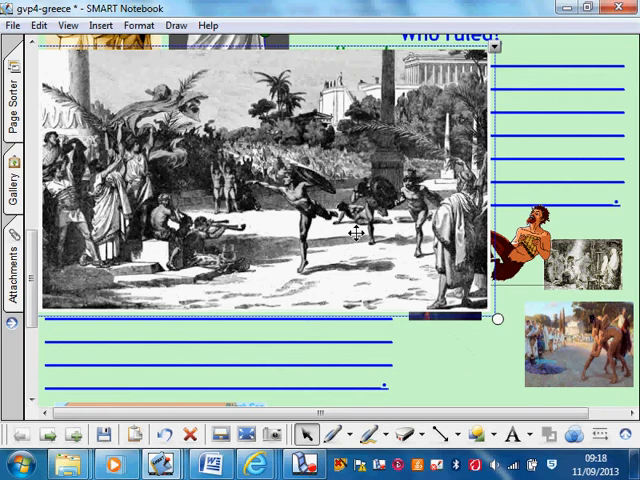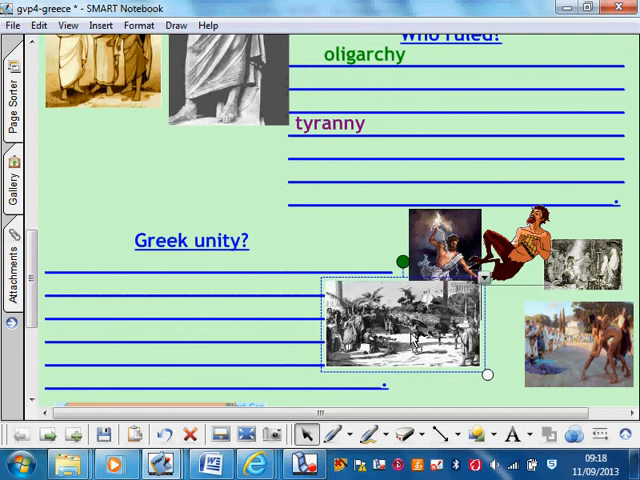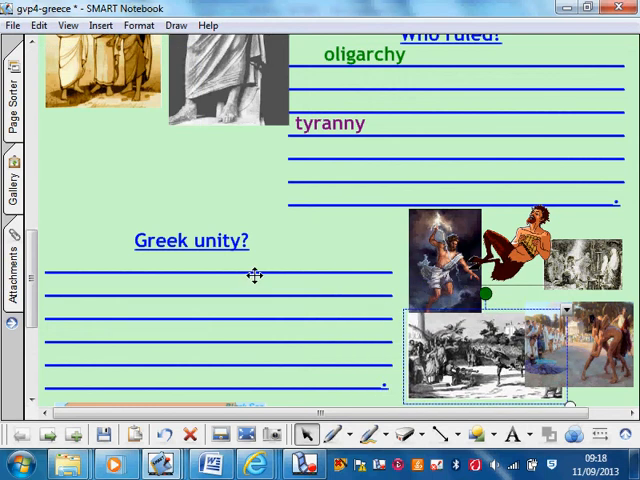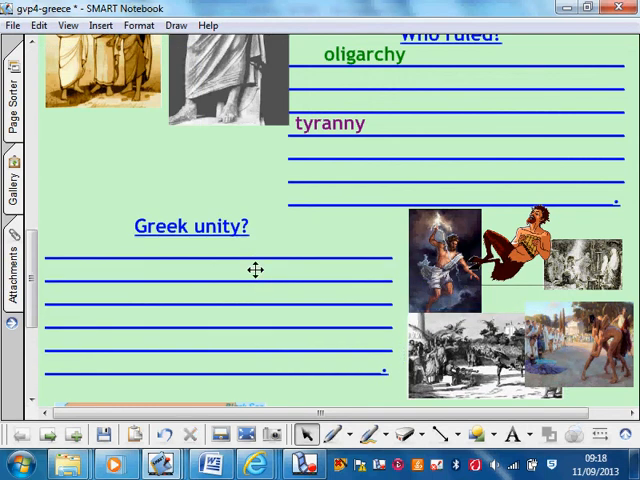This is a race here, a running race, a 400-metre sprint, we think, called the Hoplitodromos, if I remember rightly. And you've got to wear the helmet and the shield while you're running. You're training for war, in effect. So Greek unity, there wasn't that much of it, but there was a little bit: language, religion, the Olympics.